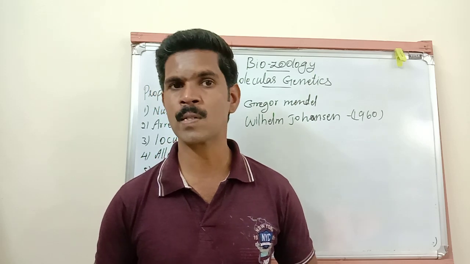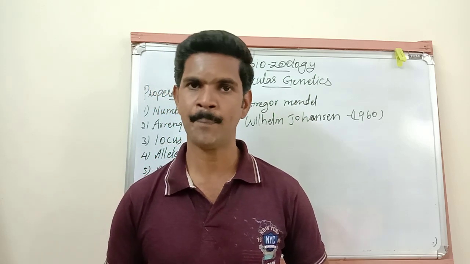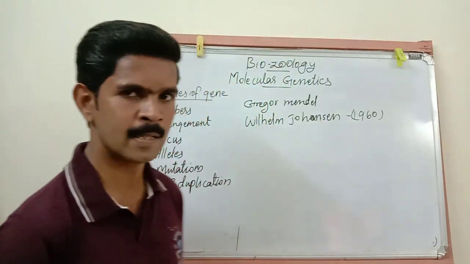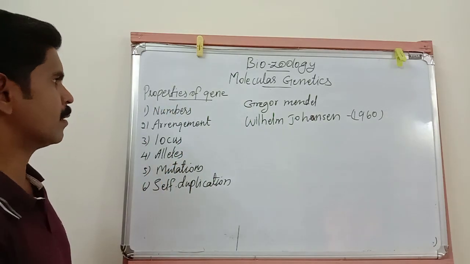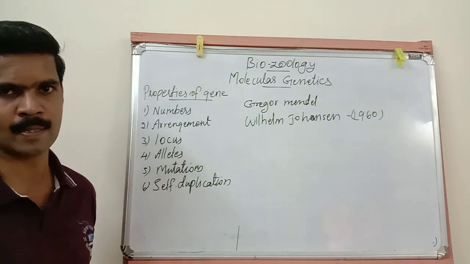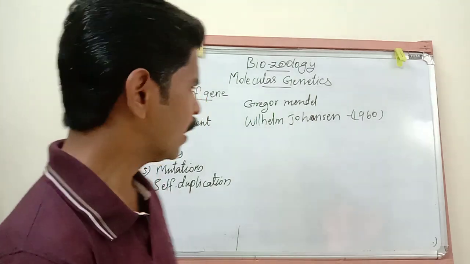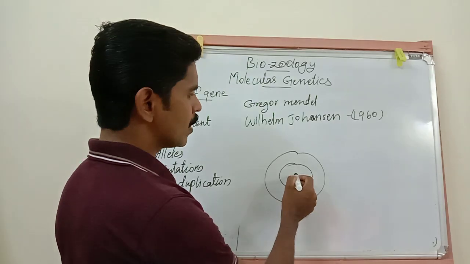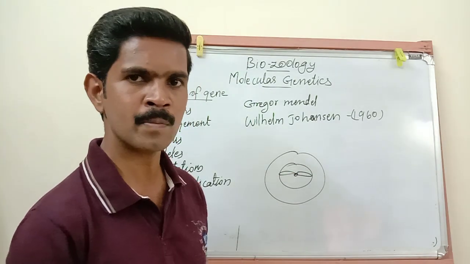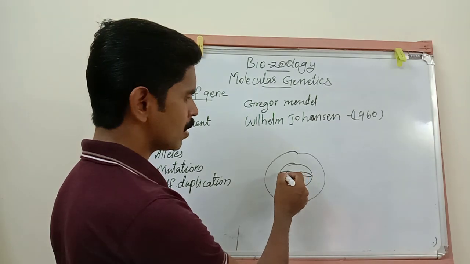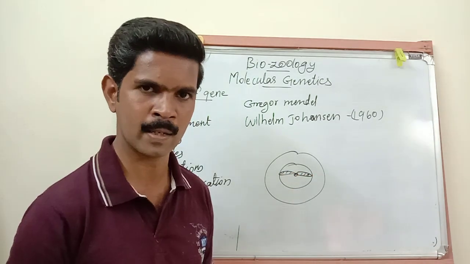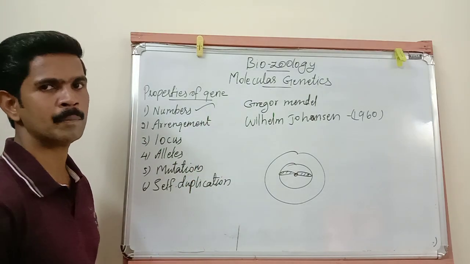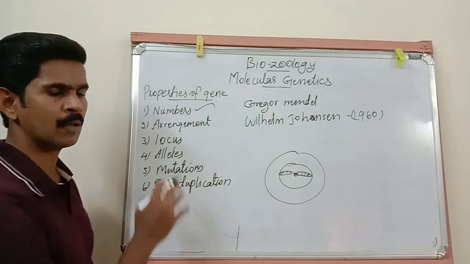So first we are going to study one very important 5 mark question, the properties of genes. Listen very carefully, very small and very easy question. The first property is numbers. You all know, inside the cell the nucleus is present, then inside the nucleus the chromosomes are present. 46 chromosomes are present. Then inside the chromosomes the genes are arranged in a particular order. So the number of genes is always higher than the number of chromosomes. This is the first property of a gene.